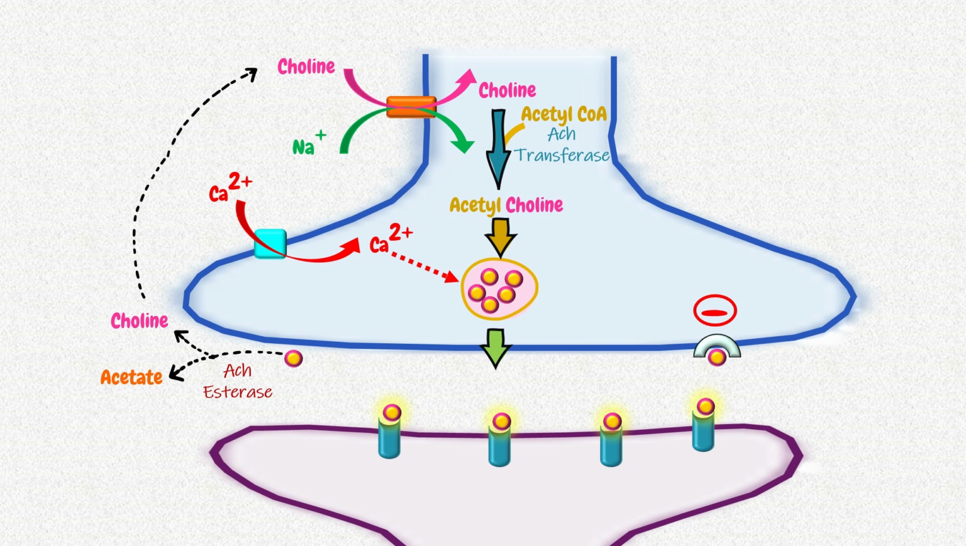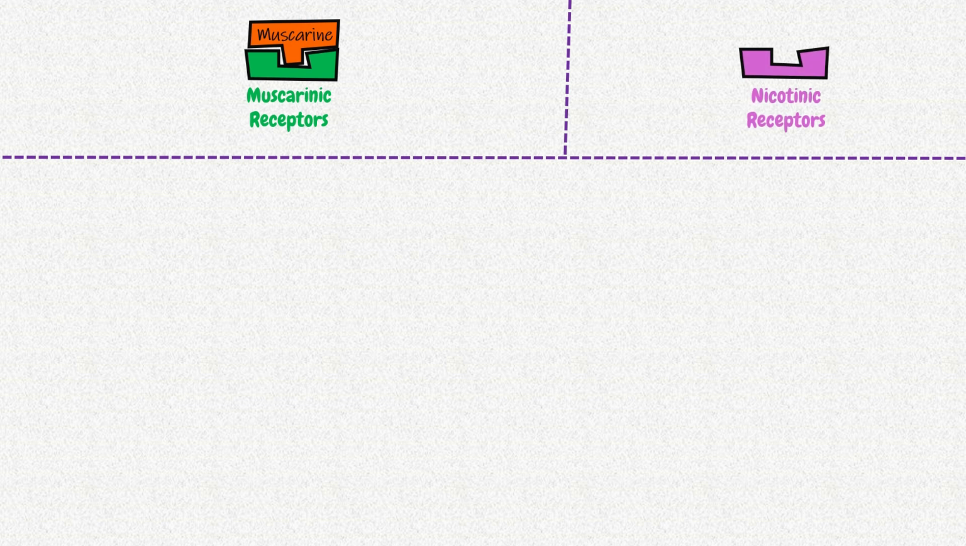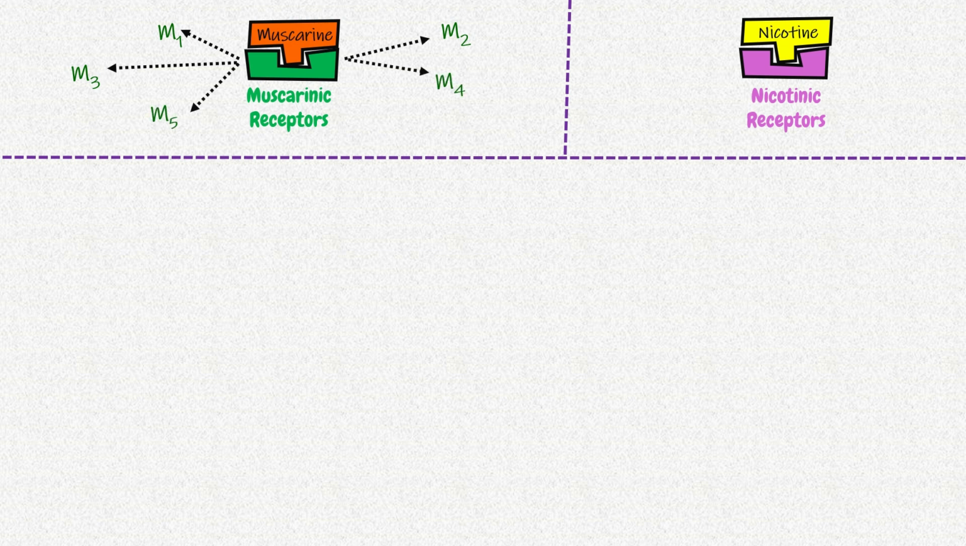Now let's discuss the types of cholinergic receptors. As we have discussed, there are two types of cholinergic receptors. First is the muscarinic receptor, which has high affinity for muscarine. And second is the nicotinic receptor, which has high affinity for nicotine. There are 5 types of muscarinic receptors: M1, M2, M3, M4, and M5. But in the autonomic nervous system, we will only talk about M1, M2, and M3.